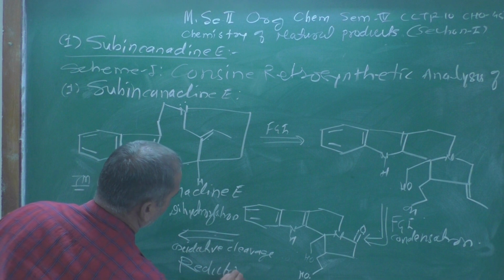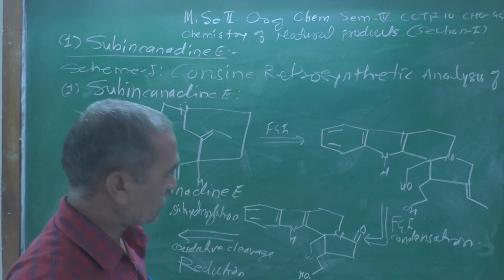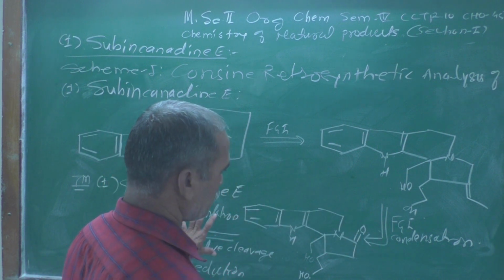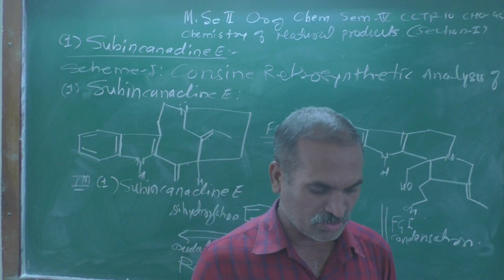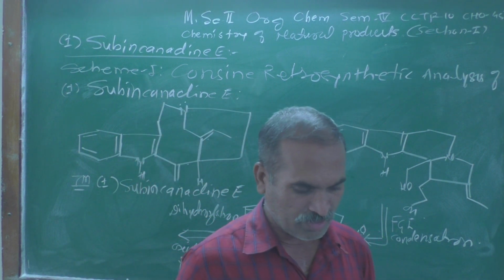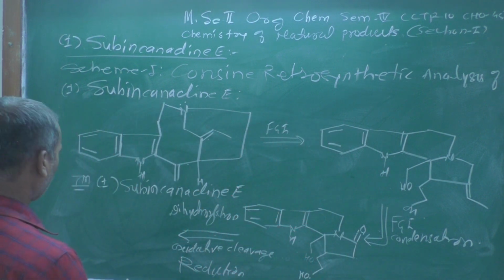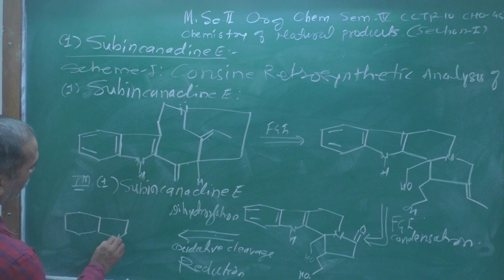And after doing this reduction, what do you get? This compound gets converted into, this is an FGI we are doing. FGI means one of the functional groups is converted into another functional group, so that the disconnection becomes possible. And now here we are going to get another structure over here, this one.